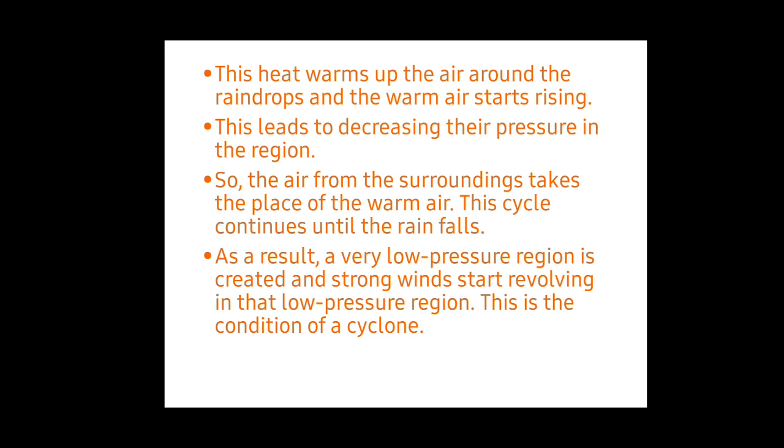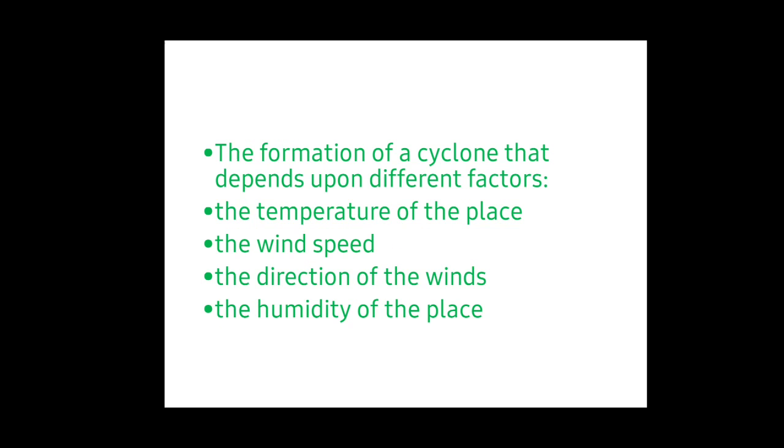This heat warms up the air around the raindrops, and the warm air starts rising. This leads to decreasing pressure in the region. So the air from the surrounding takes the place of the warm air. The cycle continues until the rain falls. As a result, a very low pressure region is created and strong winds start revolving in that low pressure region. This is the condition of a cyclone.